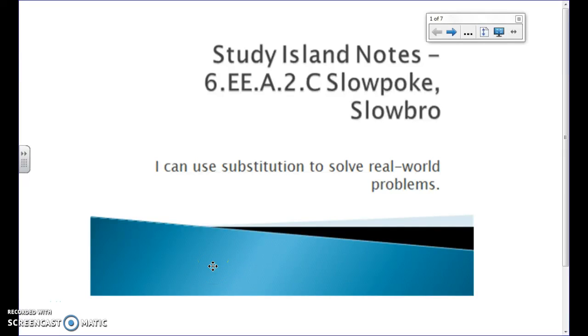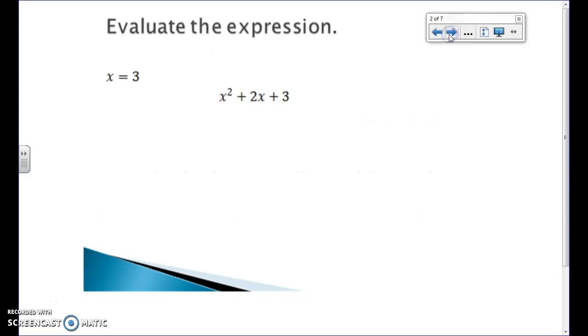Alright, this is Mr. Gillum, and today we're going to learn how to use substitution to solve real-world problems, like volume or exponential growth. But first I want to do a little practice with evaluating expressions with exponents in them as well.